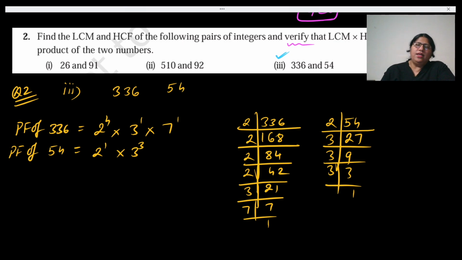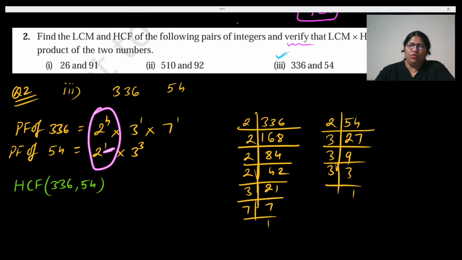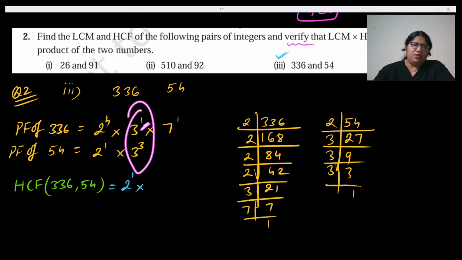Now how do we find the HCF? You know that you need to look at the common factors and take the least power among them. So here 2 is a common factor, and what is the least power? 1. So your first factor is 2 to the power 1, times, in the next, 3 is also a common factor here, and the lowest power is 1.